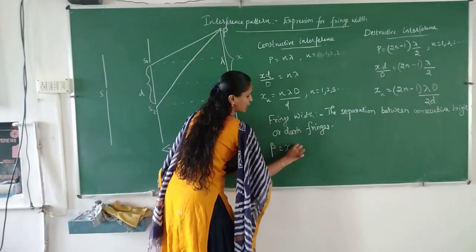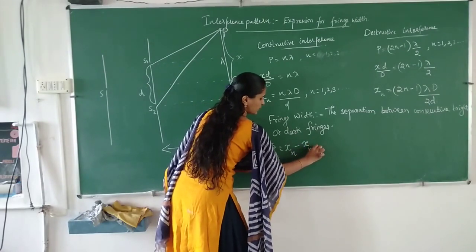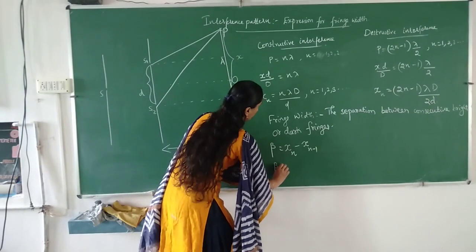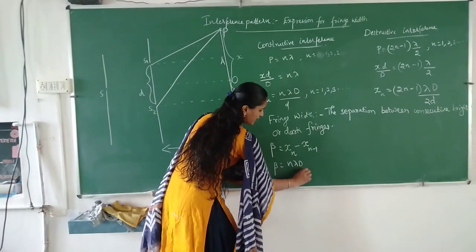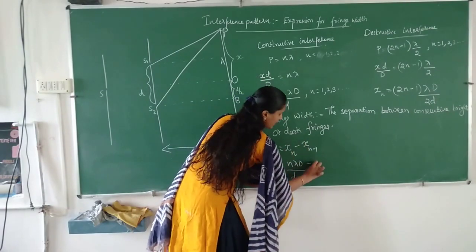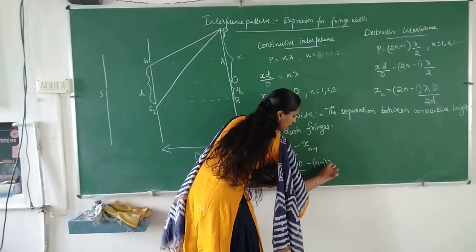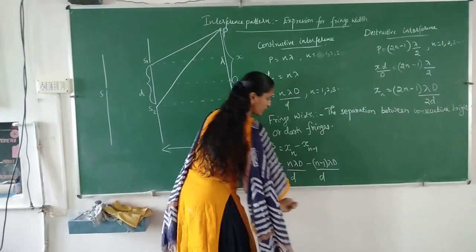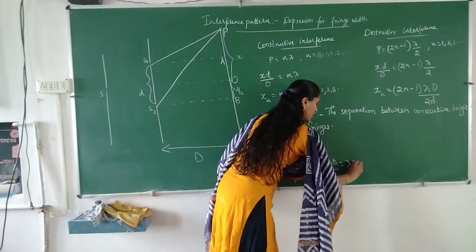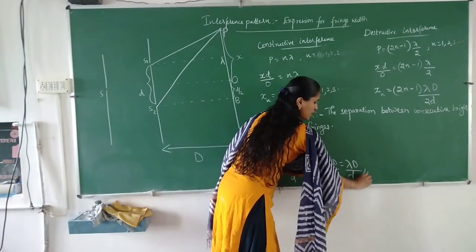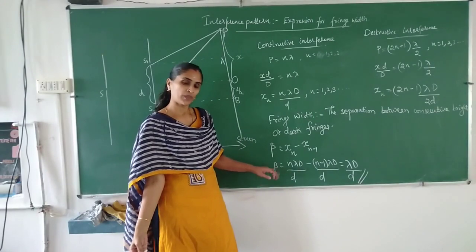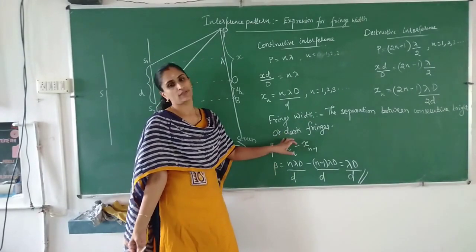x_n minus x_(n-1), the nth fringe minus the (n-1)th fringe. What we can substitute? Beta is equal to x_n, which is n lambda D by d for the nth fringe, minus (n-1) lambda D by d. But you will get n lambda D by d, the (n-1) part cancelled, and you will get lambda D by d. So this is the fringe width of which one? Fringe width of the dark fringe.